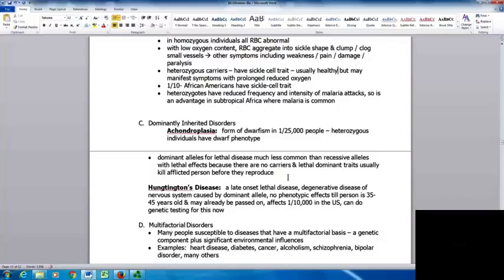An exception to this is Huntington's disease. It's a late onset lethal disease that's going to involve degeneration of the nervous system. There's no phenotypic effects until the person is 35 to 45 years old. And at that point, most people have usually already had some of their offspring. This affects 1 in 10,000 in the US. They can actually do genetic testing for this now.